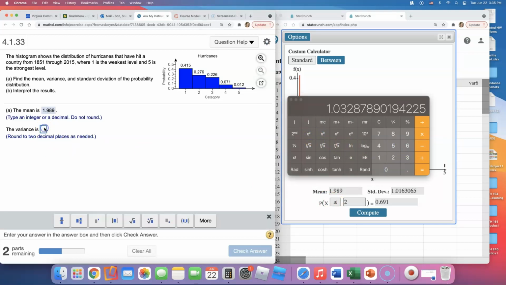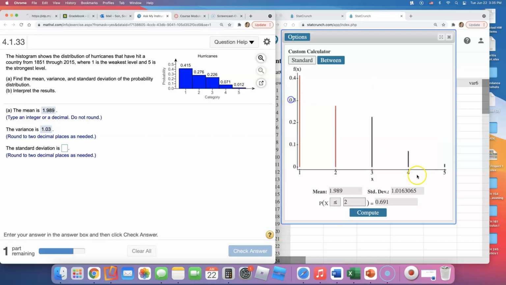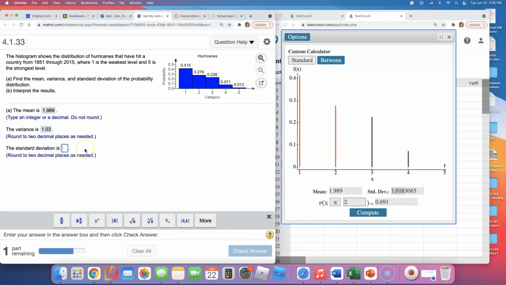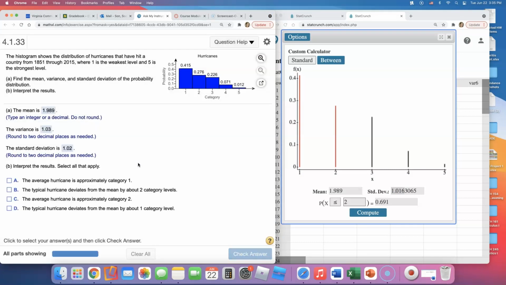The answer is 1 point. Now, how do they want you to round this? 2 decimal places. So I'll round this to 1.03. The next thing they're going to ask me for is the standard deviation, which is 1.02 if I round this to 2 decimal places. And that's how you can find mean, variance, and standard deviation of the probability distribution.